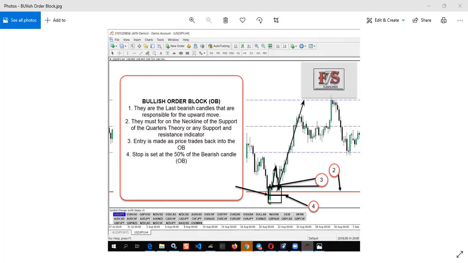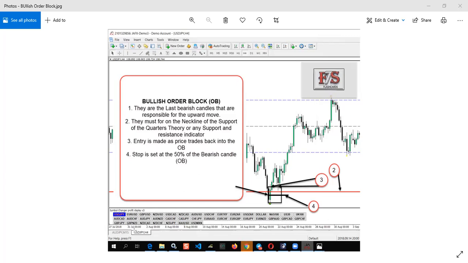The bullish order block is meant to get traders to buy, to bring bullish traders into the market, and thereby trapping bearish traders. So look at this. This is the last bearish candle. As price trades away, it came to retest the bearish candle, and price moved away. So that's a good definition of an order block: the last downward candle that is responsible for the upward move.